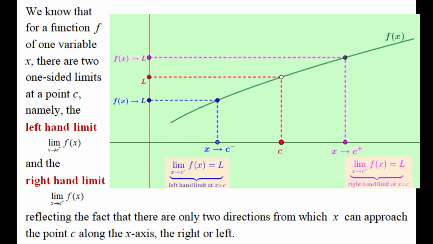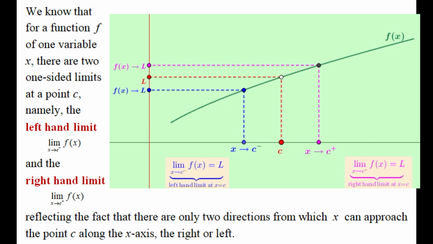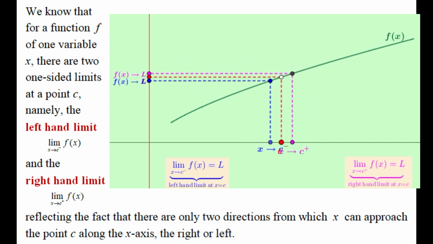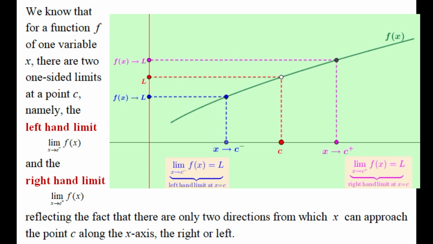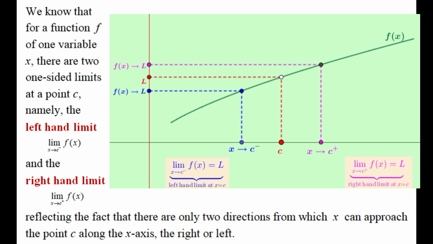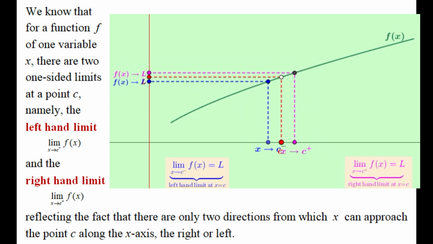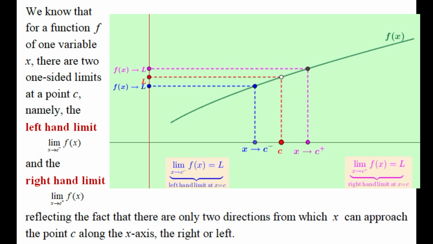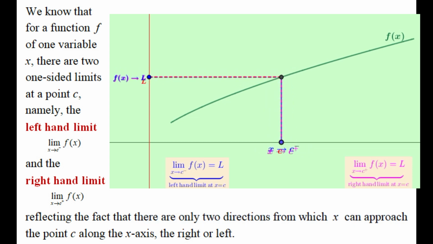We know that for a function f of one variable, there are two one-sided limits at a point c, namely the left-hand limit, limit x tends to c minus f of x, and the right-hand limit, limit x tends to c plus f of x, reflecting the fact that there are only two directions from which x can approach the point c along the x-axis, the left or right.